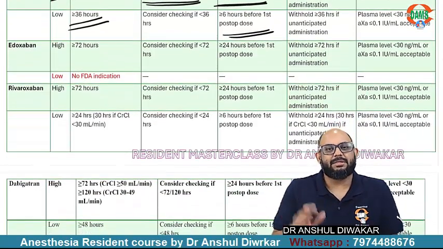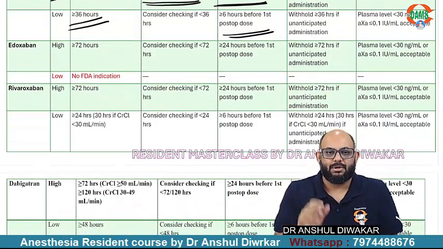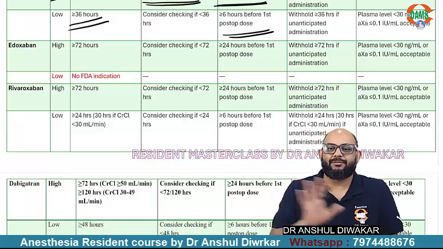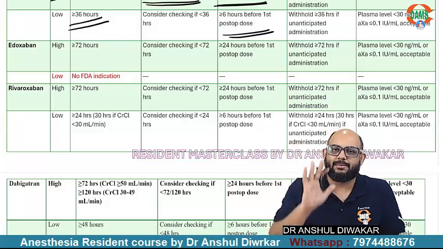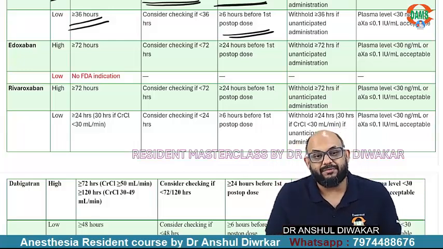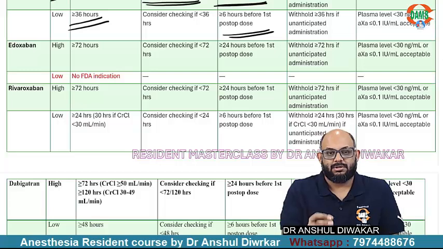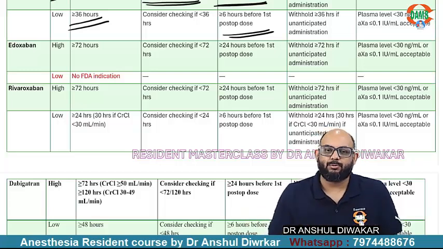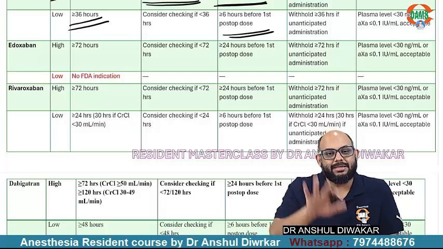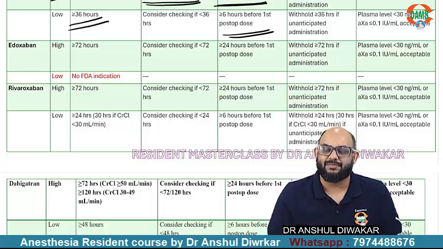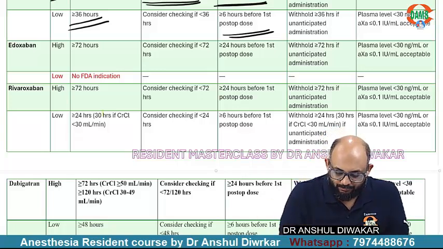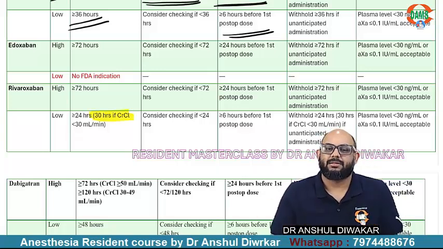Edoxaban is always given in high dose, again 72 and 24. Rivaroxaban, high dose, 72 and 24, standard as for apixaban and edoxaban high dose. But if it is rivaroxaban low dose, then 24 hours, and of course post catheter removal 6 hours. But if the creatinine clearance is less than 30 ml per minute, meaning severe renal failure, then that becomes 30 hours. So the extra thing that you have to remember in rivaroxaban is 30 hours.